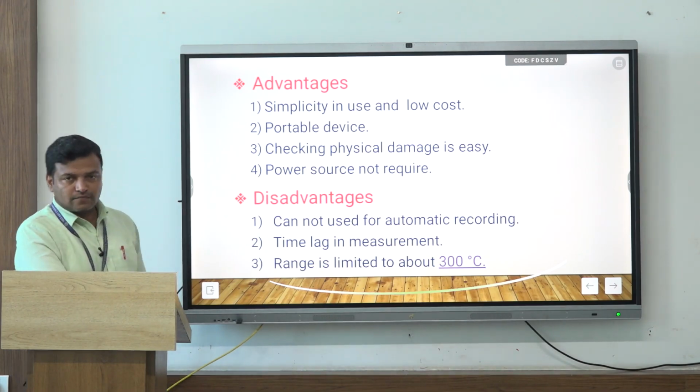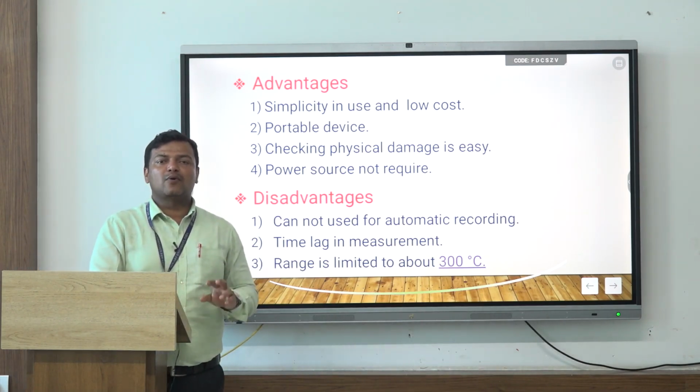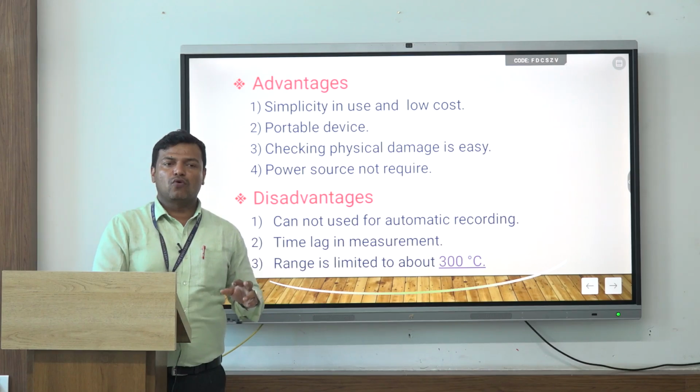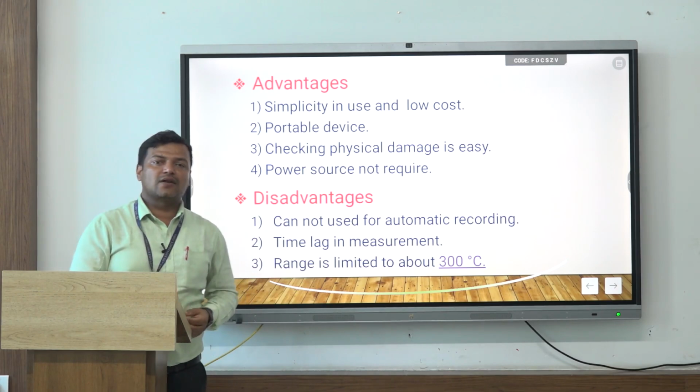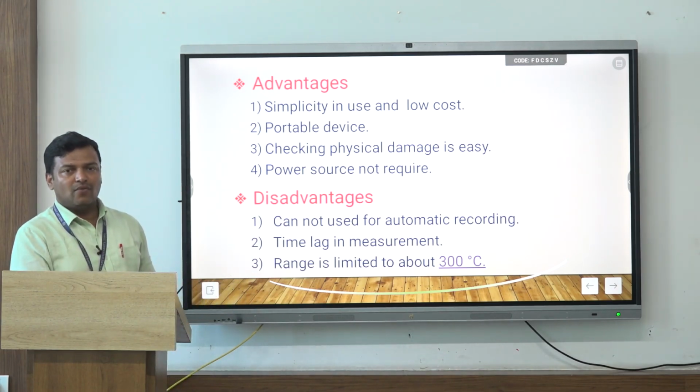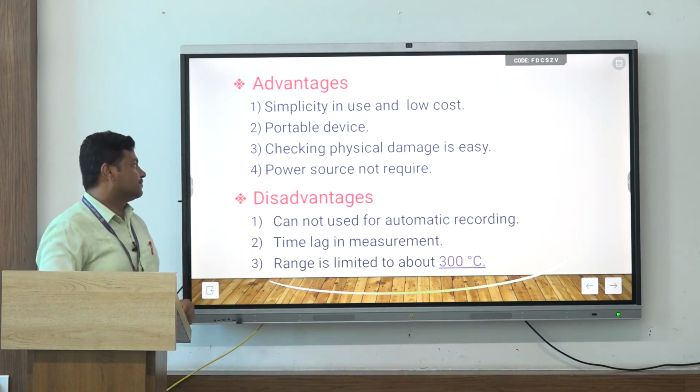Portable device. You can carry the thermometer anywhere. Suppose you want to go from one place to another place, your land is there, your processing center is there, some sections are there. At that time, you can carry this device.